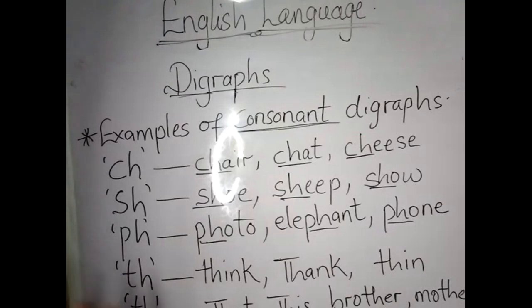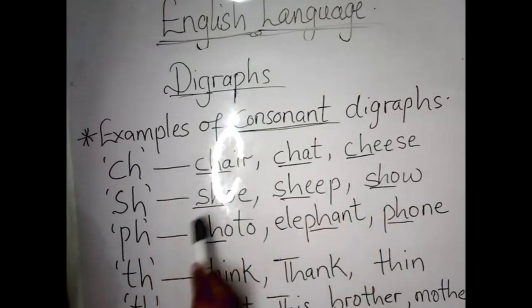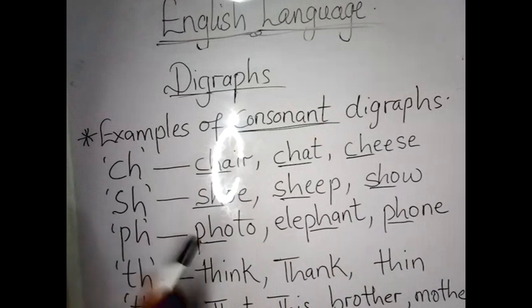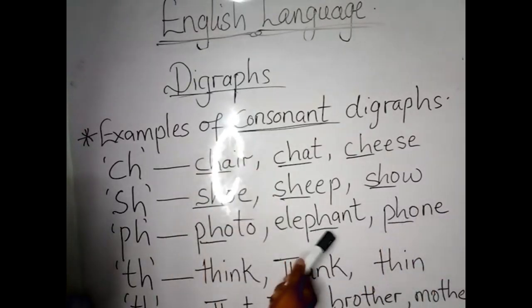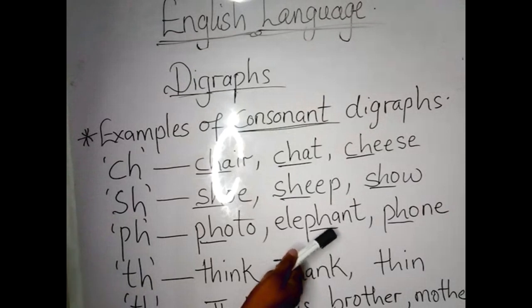They are not only restricted to the beginning of words. In fact, in vowel digraphs, you hardly find them at the beginning of words. Most times they occur at the middle or at the end. So they don't occur only at the beginning. Although most of the examples we have here are at the beginning, it's just because we are considering short words. That's why you see most of them occurring at the beginning. But in the case of elephant here, which is one of our examples, you find out that the consonant digraph is occurring in the middle of the word.